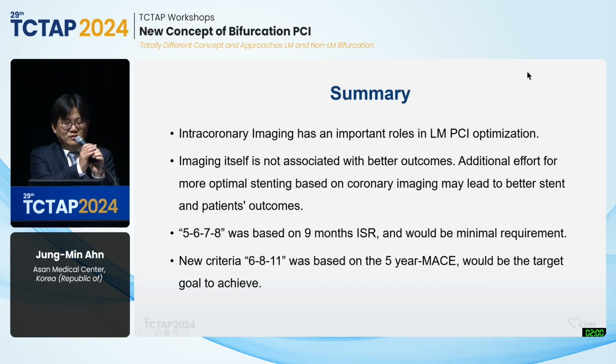So this is my summary. Intracoronary imaging has an important role in left main PCI optimization. Imaging itself is not associated with better outcomes. Additional effort for more optimal stenting based on the coronary imaging may lead to better stent and patient outcomes. 5, 6, 7, 8 was based on the 9-month ISR and due to the minimal requirement. The new criteria 6, 8, 11 was based on the 5-year MACE, and would be the target goal to achieve. Thank you for your attention.